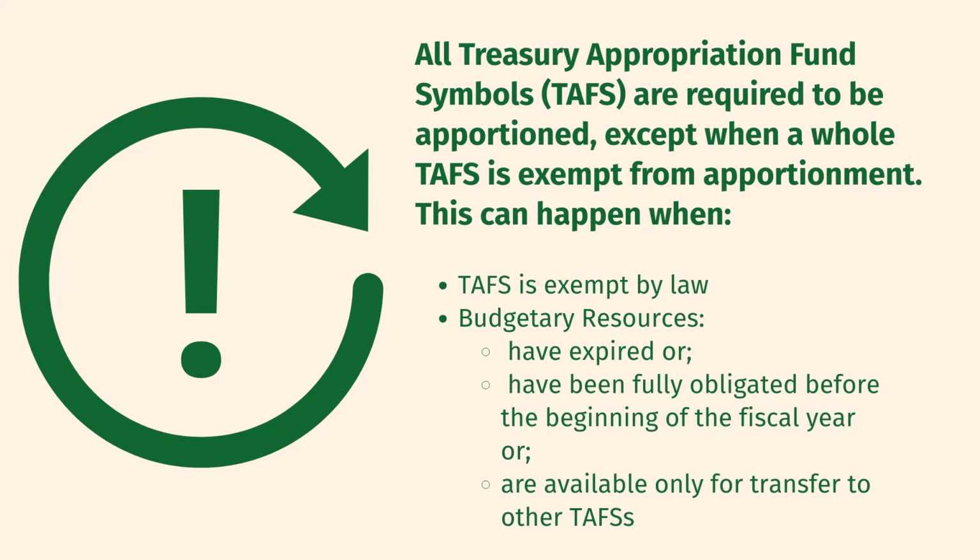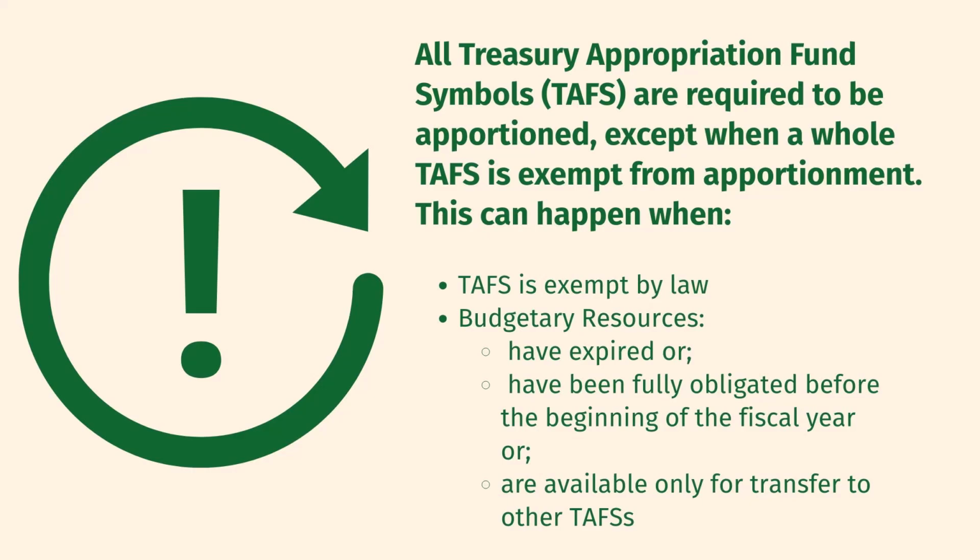Here are the main situations where you won't see an SF-132. The first is when the entire account is exempt by law from apportionment. Second, when all of the budgetary resources have expired. An expired fund is one that has passed its period of availability for new obligations. For example, FY 2022 annual funds expired on September 30th, 2022.